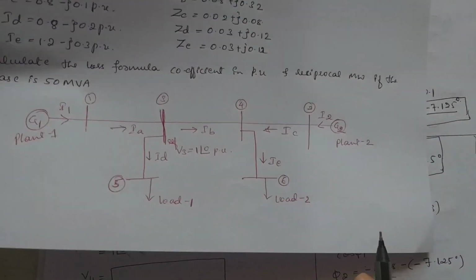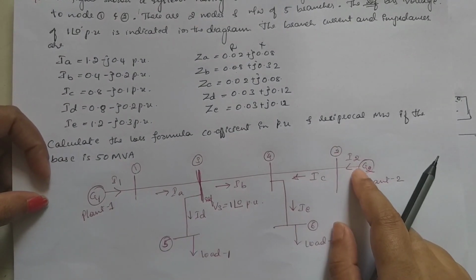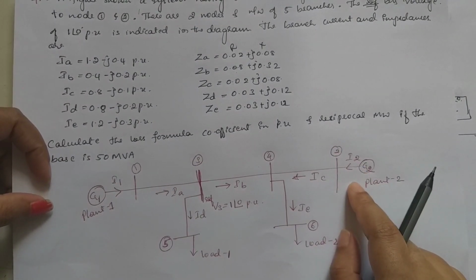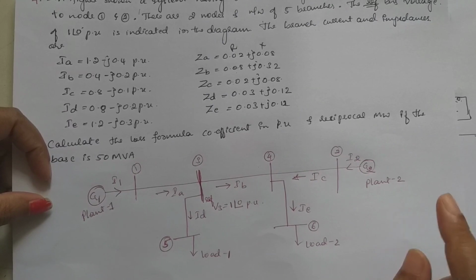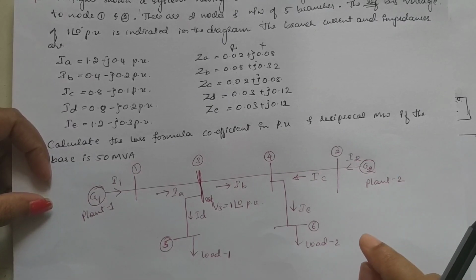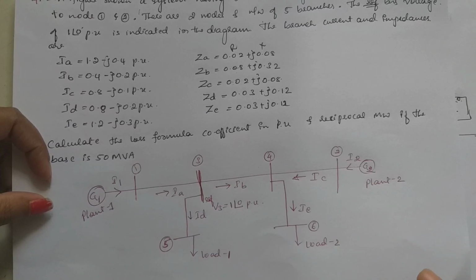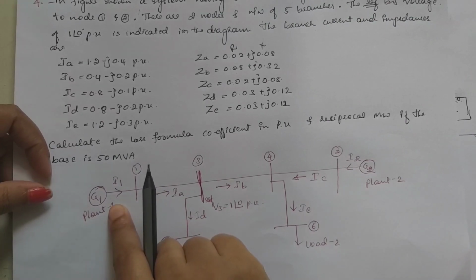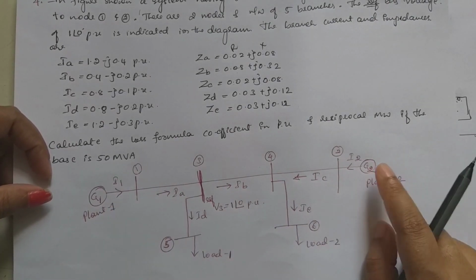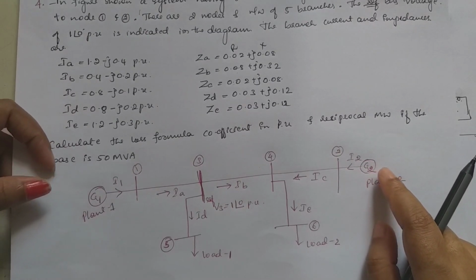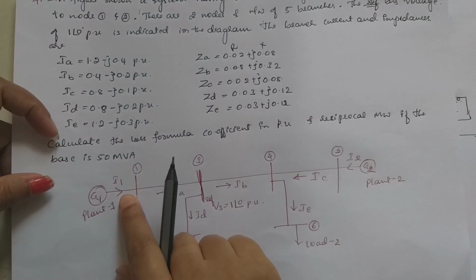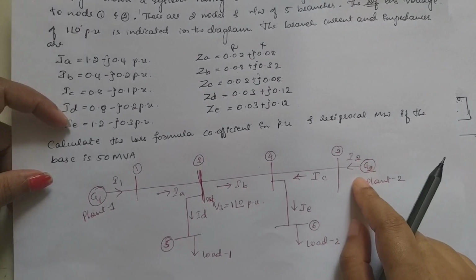Here sigma 1 is the angle of I1, and sigma 2 is the angle of I2. Why are sigma 1 and sigma 2 required? Because two plants are connected, so cos of sigma m minus sigma n is there in the formula: beta mn is equal to cos of sigma m minus sigma n, and so on. Here m is plant 1 and n is plant 2. So we need to calculate the value of sigma 1 as well as sigma 2, the angles of I1 and I2.